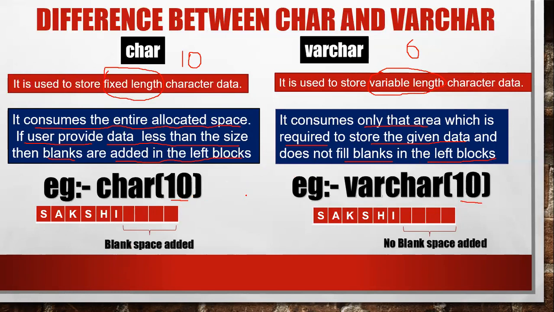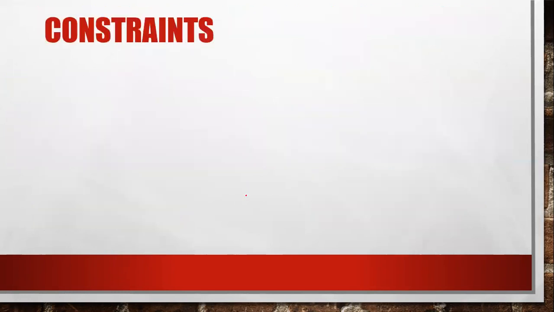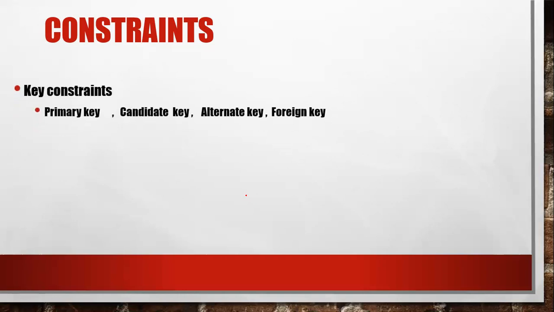Now after that, the next thing is that we are going to study about the constraints. Now what are the constraints? Let me explain. We have already studied the key constraints, that is primary key, candidate key, alternate key, and foreign key in our previous lectures. So let us understand some more constraints before creating the table.